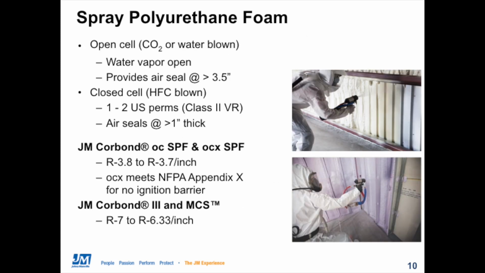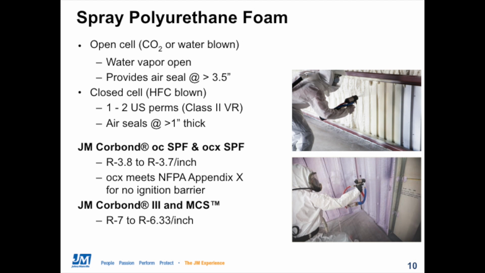The other type of foam that's offered by Johns Manville is spray polyurethane foam. JM offers two types of spray foam, open cell and closed cell. Open cell foam uses either water or carbon dioxide as the blowing agent, and during the foam installation, the foam bubbles actually pop, leaving behind an open structure of plastic struts, like what we saw in the earlier slide under the microscope. So even though these cells are open, they are pretty tiny and small enough that open cell foam does provide an air sealing benefit if we install it at least 3.5 inches thick.